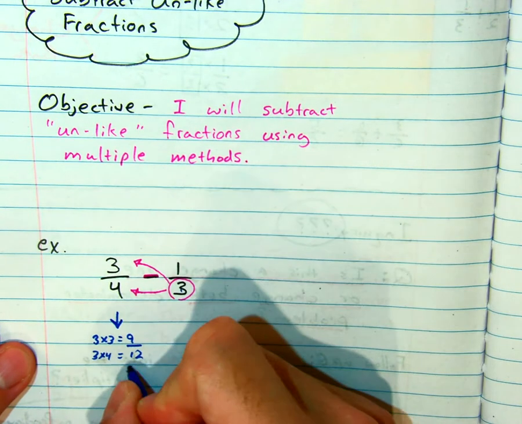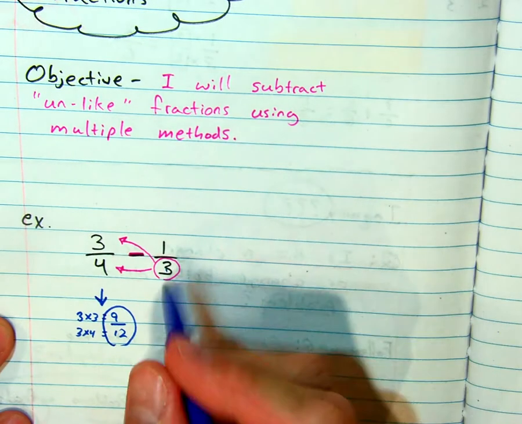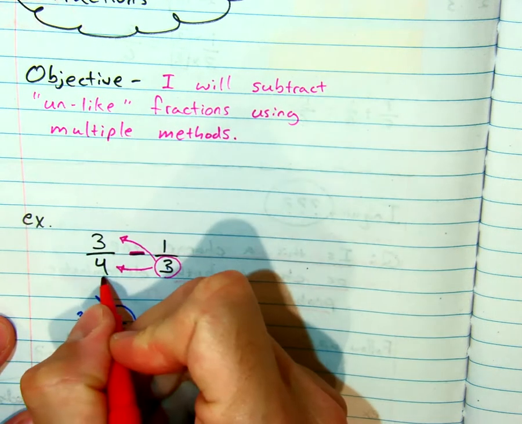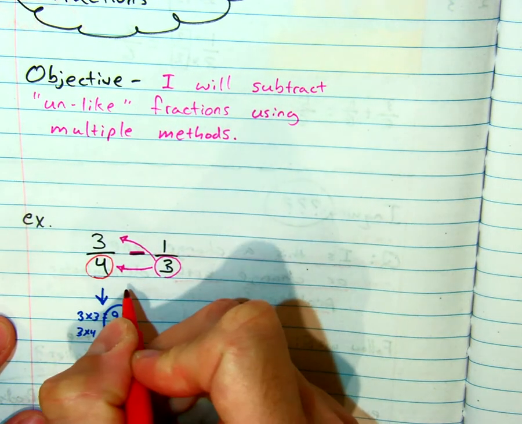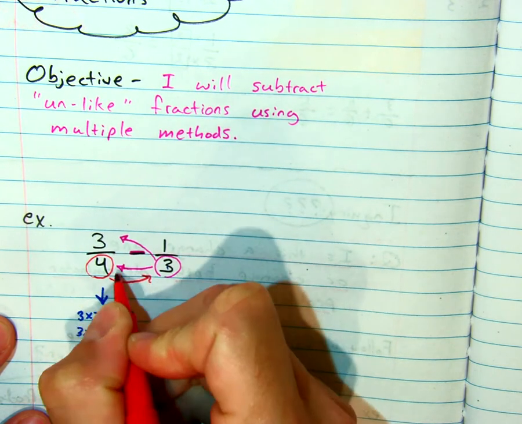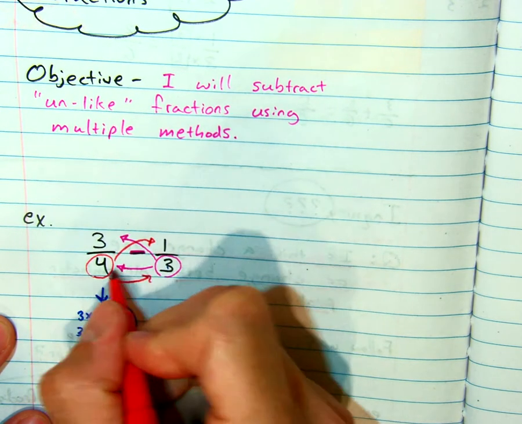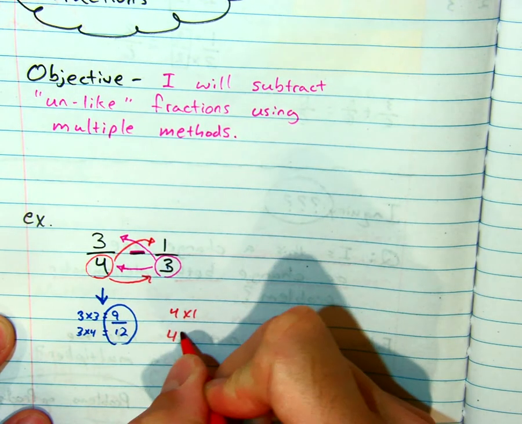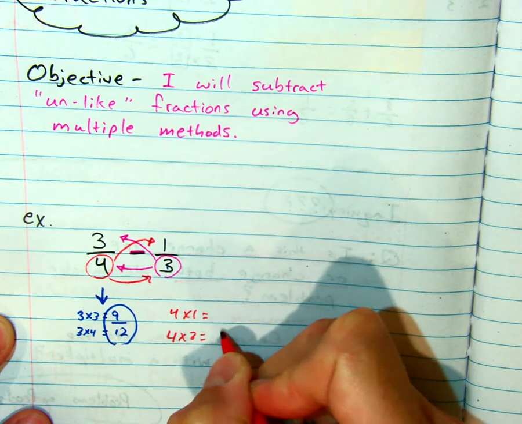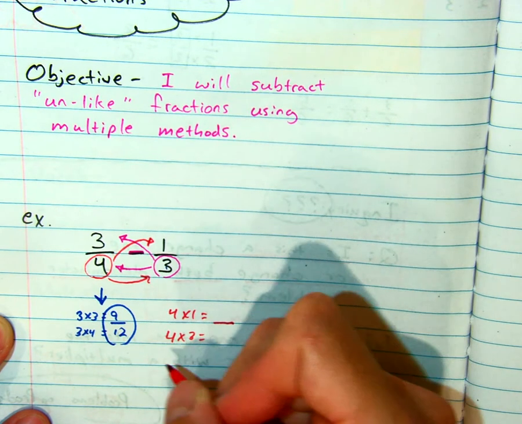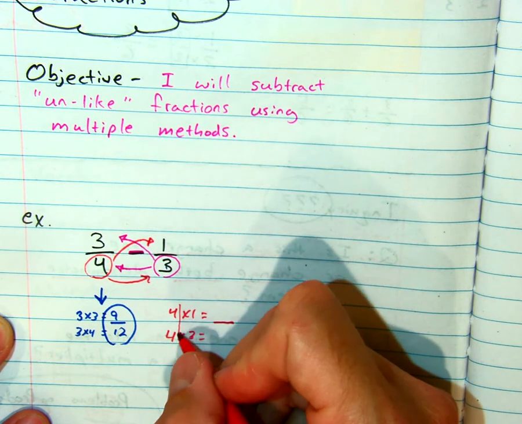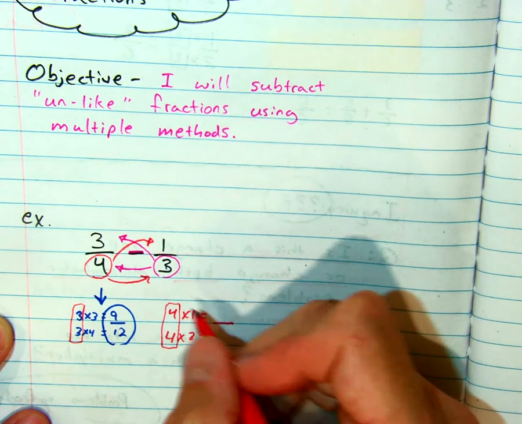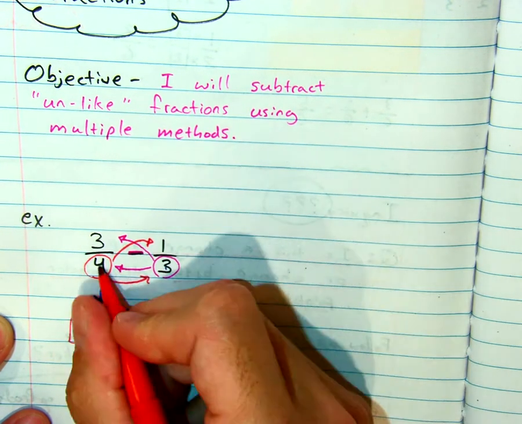So let's hold on to that. Now let's go the other direction. Let me switch my color here. I'm going to take my 4 and distribute it this way. 4 times 1, and 4 times 3 equals. And this should look a lot like using multiples, because we are using a multiplier. 4 is our multiplier, 3 is our multiplier. So 4 times 1 is 4, 4 times 3 is 12.